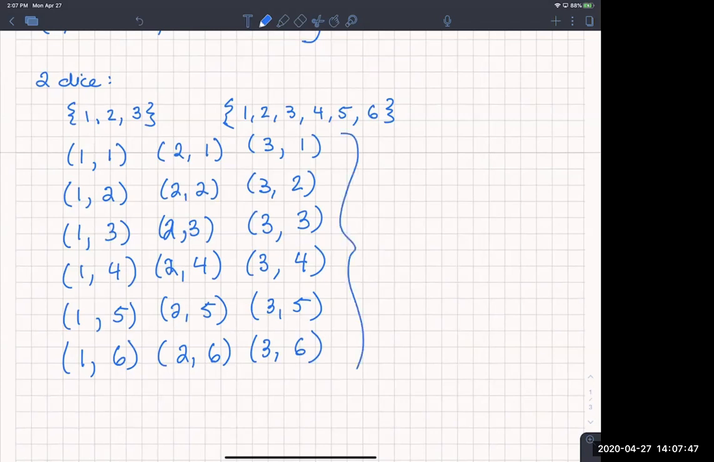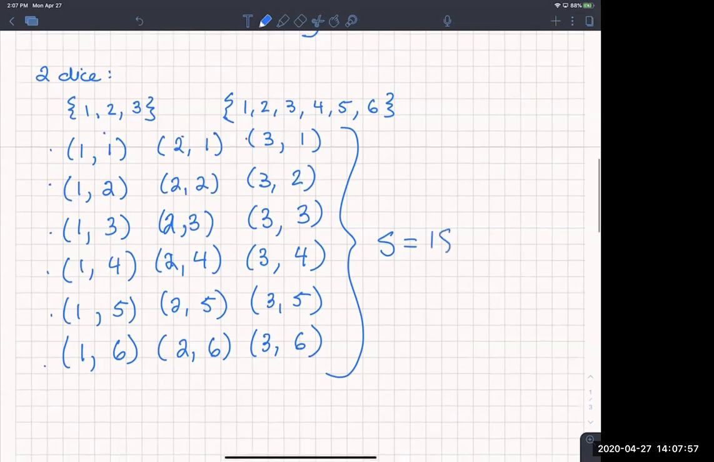Now, what is the sample space? Well, 1, 2, 3, 4, 5, 6 rows of 1, 2, 3 columns, so 18 total outcomes. Does everyone understand how to calculate sample space? Mm-hmm.